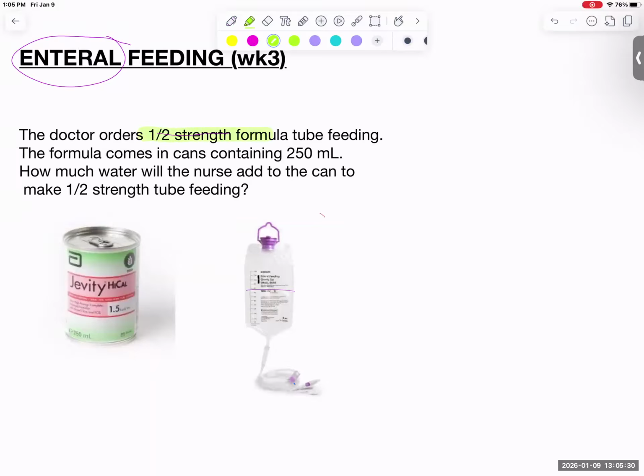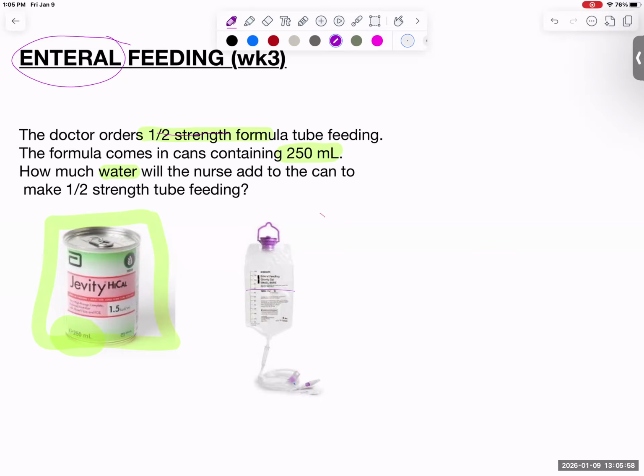Okay. They go into the pantry, let's say, or the kitchen on the nursing unit, and in there is a can. If you look at this can, it says 250 milliliters. There's a can that has 250 milliliters of formula. All right. How much water will the nurse add to the can to dilute it by half? That's what this is asking you. I'm writing it this way, and I write the other orders the way they are written because that's how doctors write the orders.